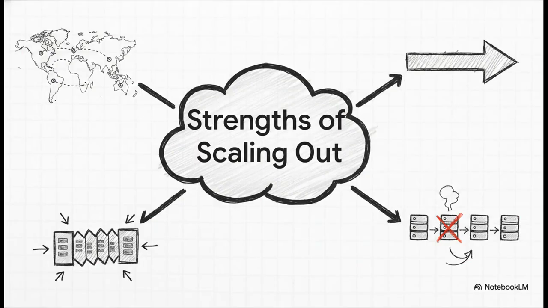And the advantages here are just massive. This is why every internet scale service you can think of, from Google to Netflix, uses this strategy. You can grow almost without any limits. If one server fails, who cares? The others just pick up the slack.